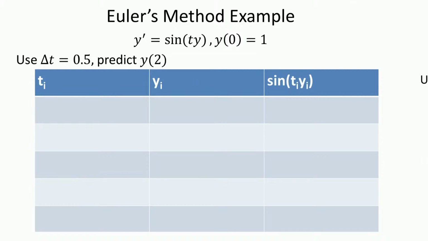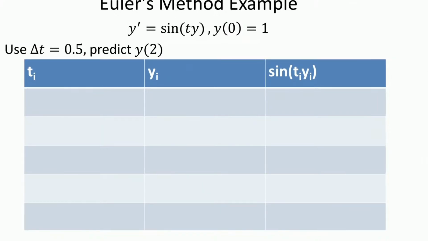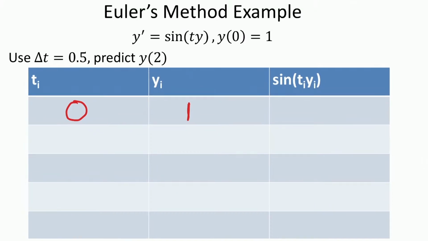So we start off with y of 0 is equal to 1, which means when t equals 0, y is equal to 1. And then we want to predict the next step. Now notice that I have delta t is 0.5, so that means that I'm counting by 0.5s. And that's why I have 5 rows. So the t, you know where that's going. It's going to be nice regular all the way down.